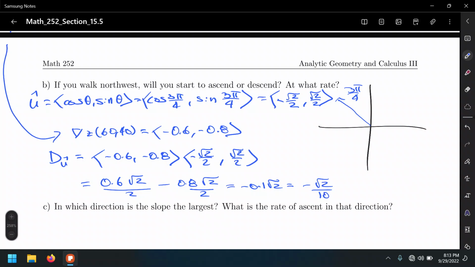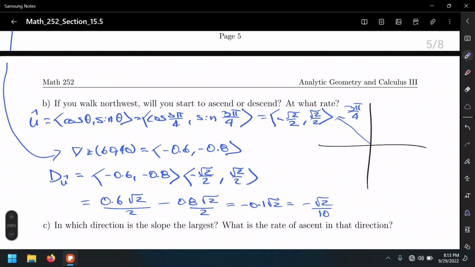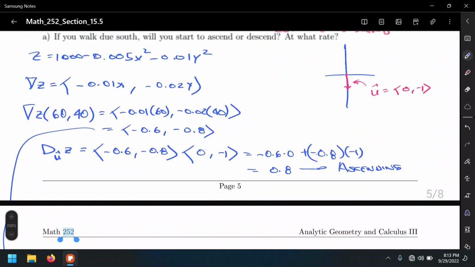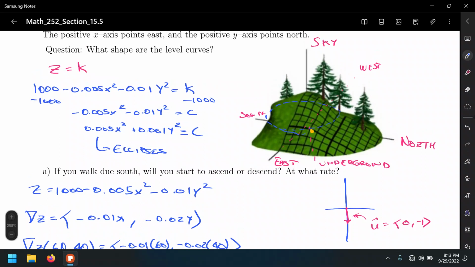Let's have a look at the sign of this value. What does that mean in this case? It means we're descending as we go towards the northwest. So how about we look at the picture to see if that confirms it? From that point, if we go north and west, we're going down the hill, right? It certainly appears we're going down the hill.